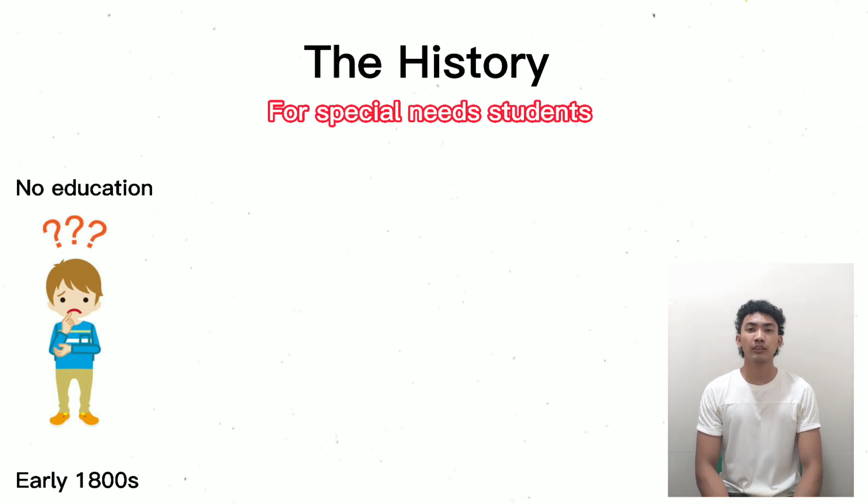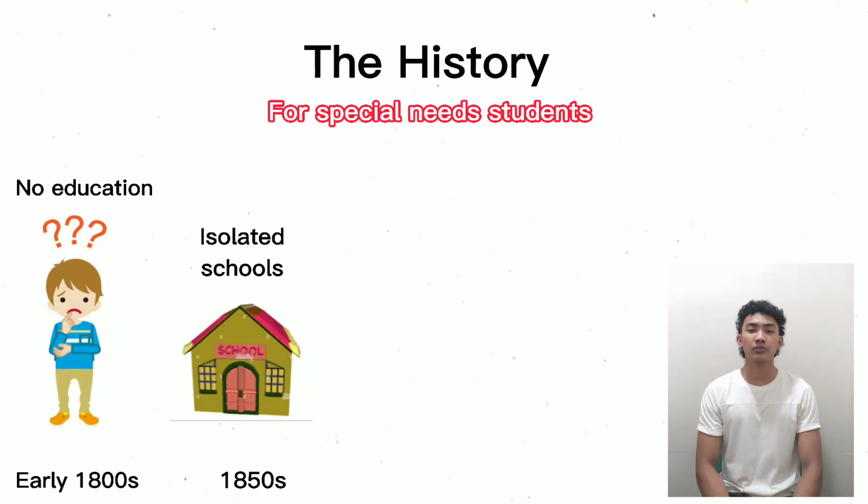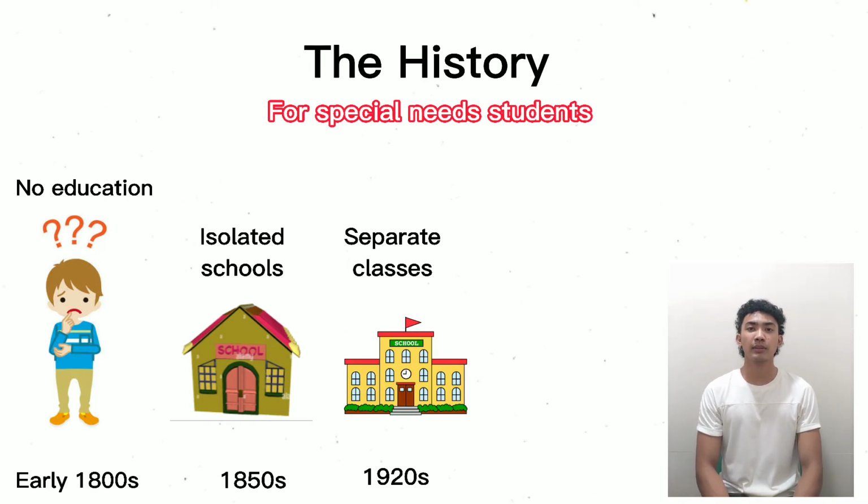Moving forward to the 1850s, that is the time when special needs students started finding education in isolated schools. Now these schools were not near the quality of the regular education schools. Continuing, we get to the 1920s. During this time, many special needs students were in regular schools. However, they were not allowed in the same classes with regular education students.